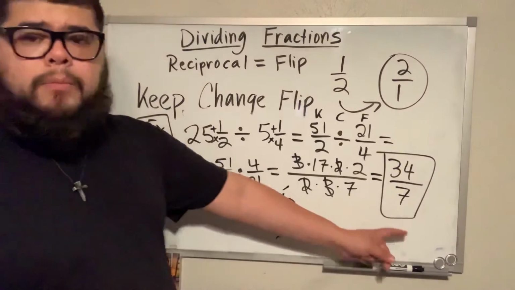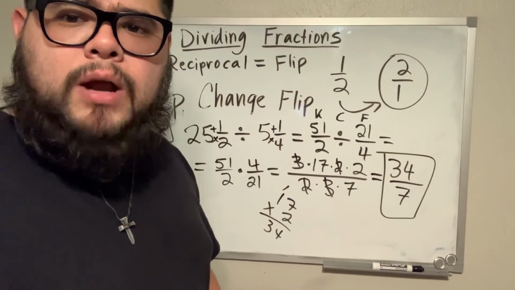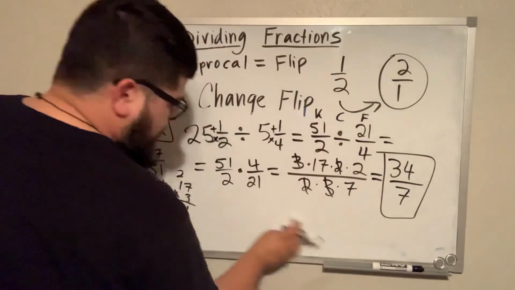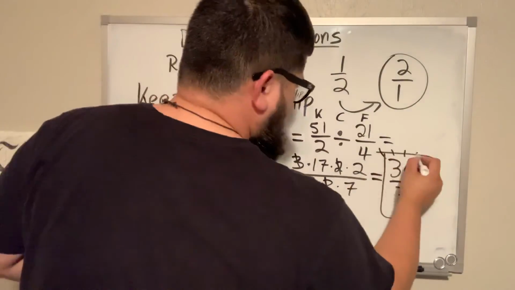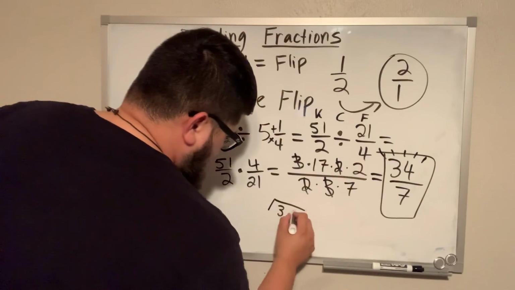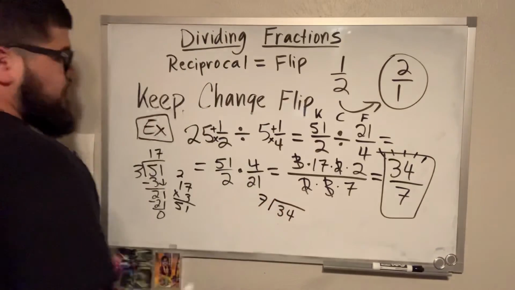Now we have an improper fraction, right? We have an improper fraction, and we want to go ahead and turn this improper fraction into a mixed number. 34 is getting rained on. Where does it want to go? Inside. 7 on the outside. 7 into 34.